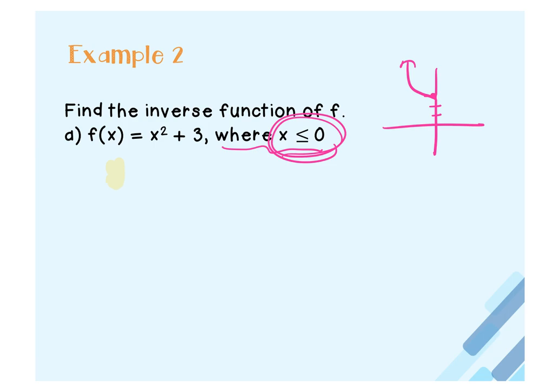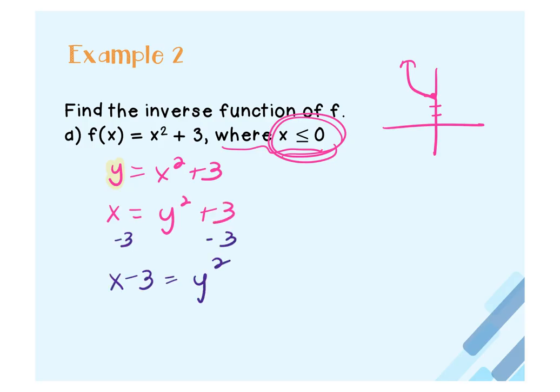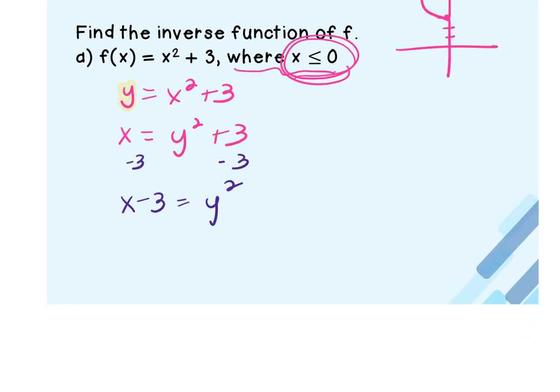So first step, make it y equals x squared plus 3. Second step, switch the x and the y. And then I want to solve for the new y. So x minus 3 equals y squared. And then what do you do? What do you have to do when you square root? Put a plus and minus. y equals plus and minus the square root of x minus 3.